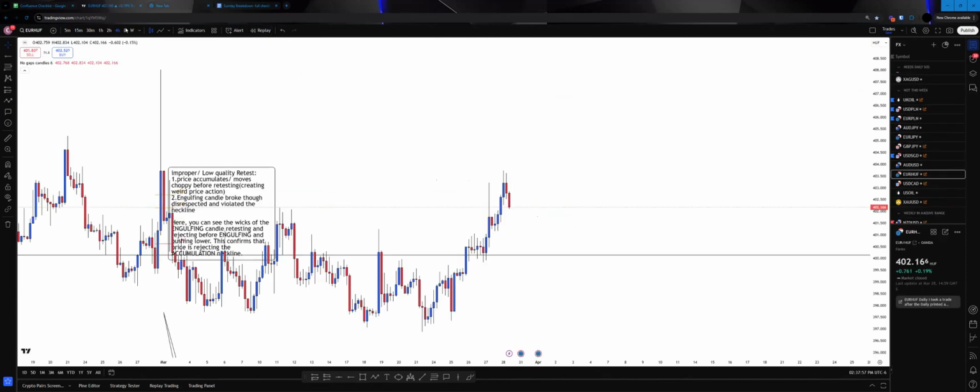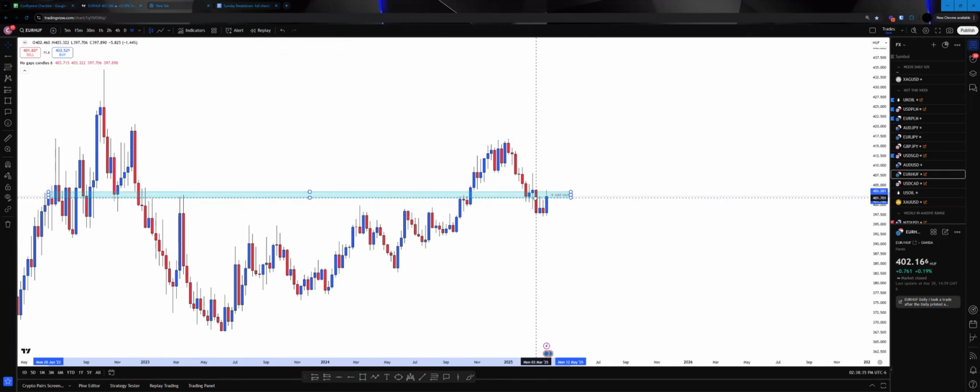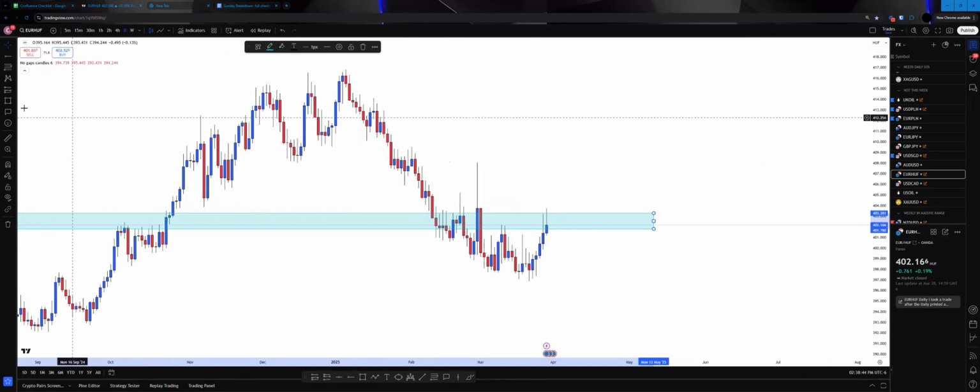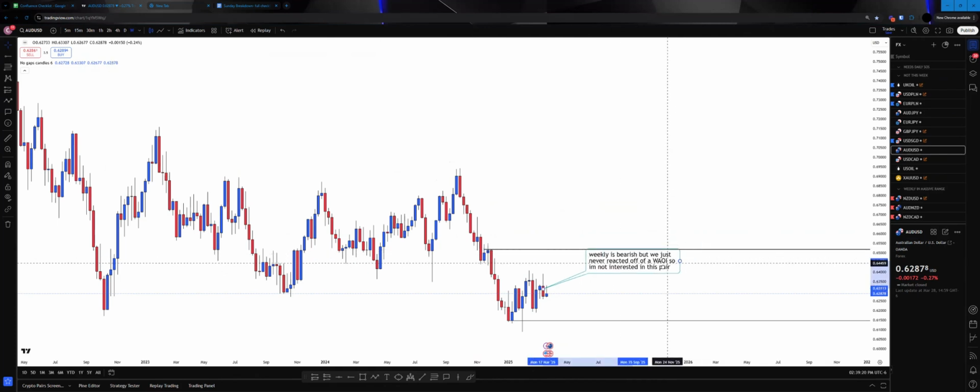Euro HUF on the weekly. So we're bearish on the weekly. We've pulled back to this weekly area of interest right here. The daily needs to shift. Basically this. We'll just put this range so we remember.